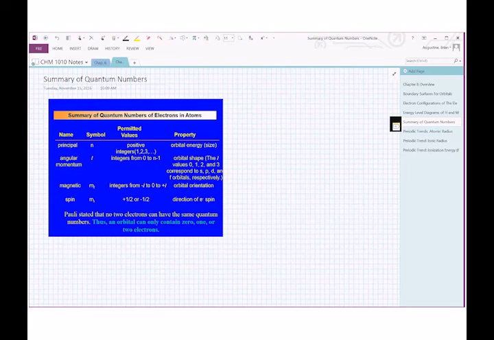To summarize the quantum numbers, the n number tells you how big the orbital is. The l number tells us the shape. The m sub l tells us the orientation in space. And the spin number tells us the direction the electron is spinning.